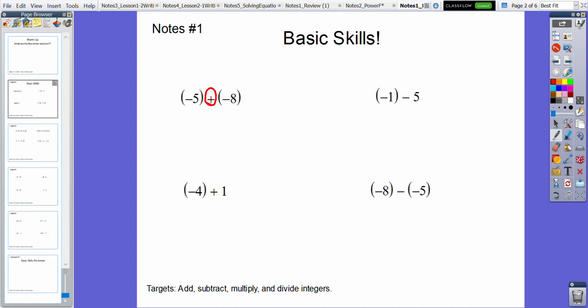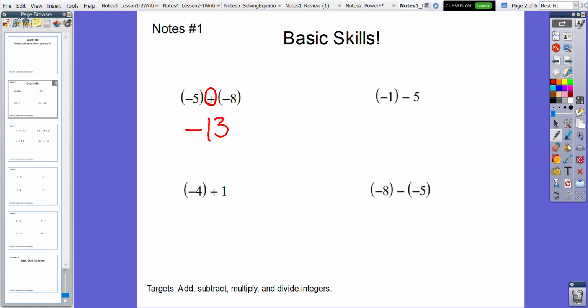ahead and add them and keep the sign. So -5 plus -8, we can treat that the same as 5 plus 8, with a negative sign in front of it. So in this case, 5 plus 8 is 13. -5 plus -8 is going to be -13. Okay? And the same thing goes for, let's go on down here.